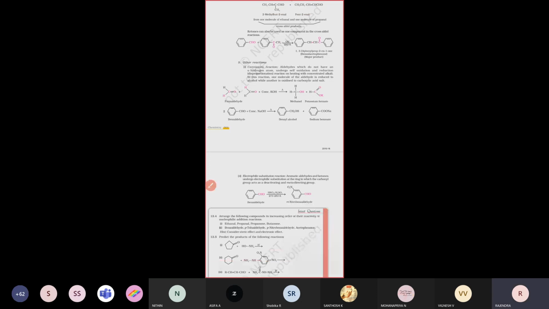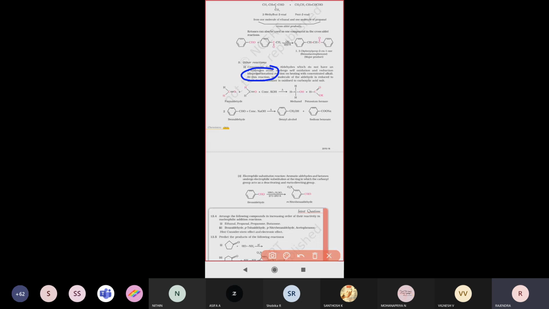So here, what happened is that with aldehydes, self-oxidation as well as reduction takes place. That reaction is called a disproportionation reaction. During this Cannizzaro reaction, is any water molecule eliminated? There is no water molecule eliminated during that reaction.